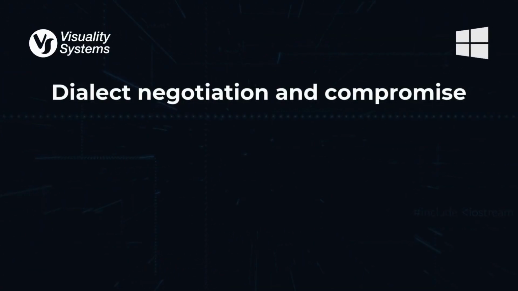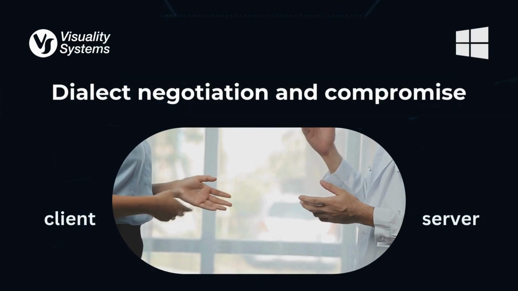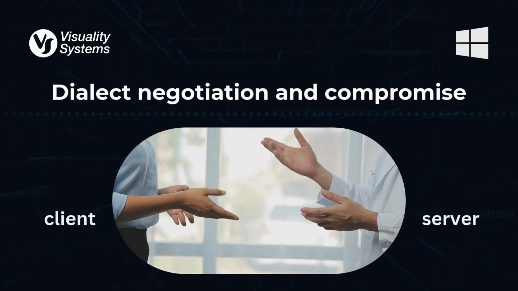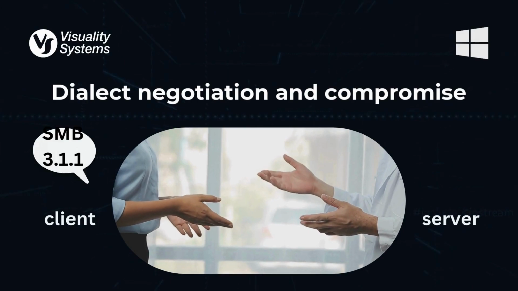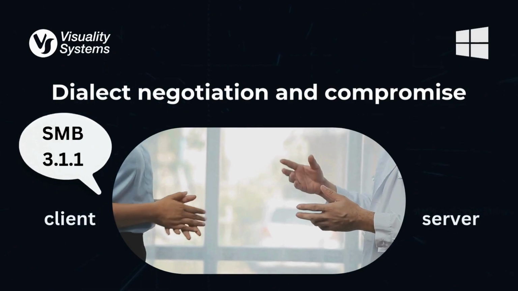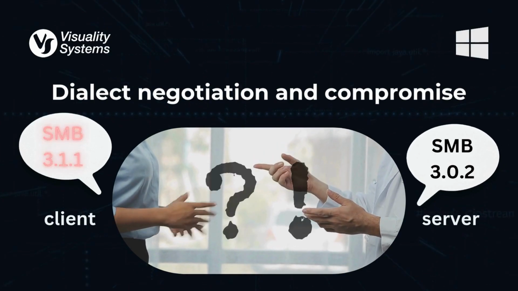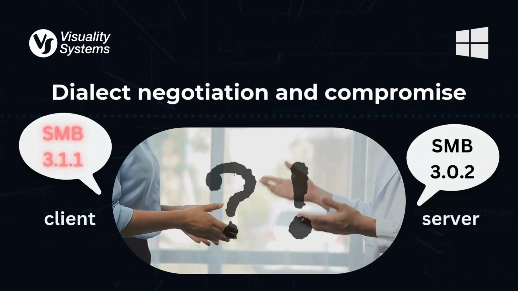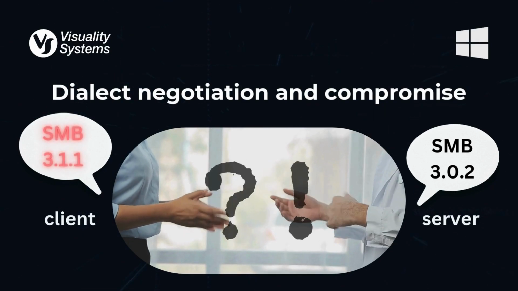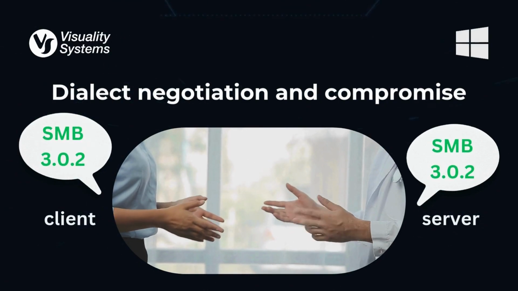In an SMB connection, the client and server must negotiate and settle on a common dialect to communicate. Let's take an example scenario where the client supports SMB 3.1.1, but the server only supports SMB 3.0.2. This mismatch requires the client to adjust its dialect to align with the server's capabilities, ensuring both ends are compatible.